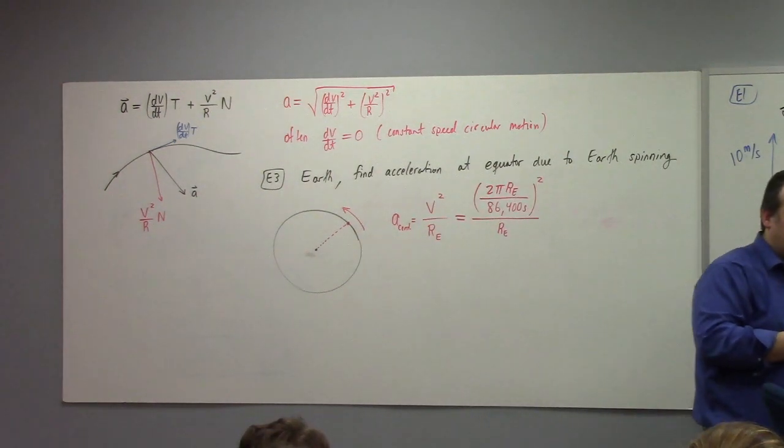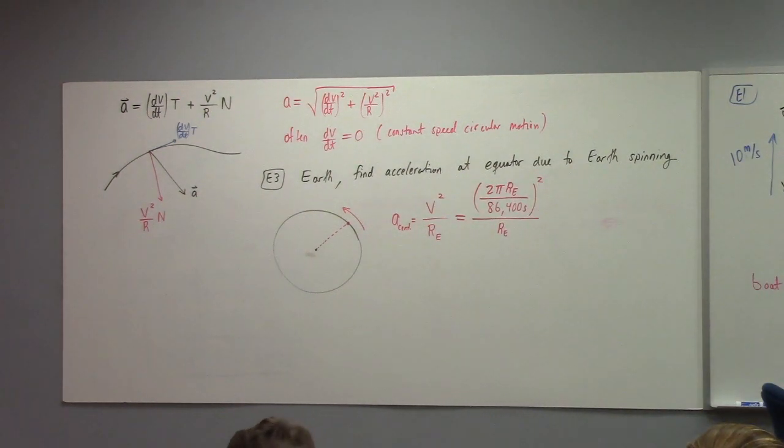86,400 is 60 times 24 times 60 again, I think. Is this still open to you on the test? Yeah, this could be on the test.